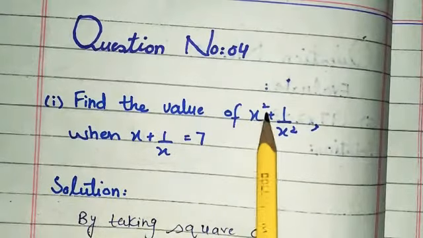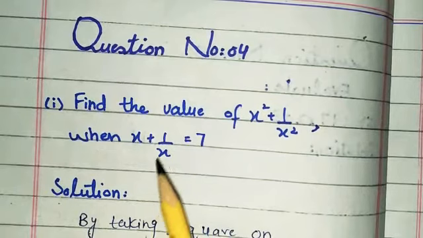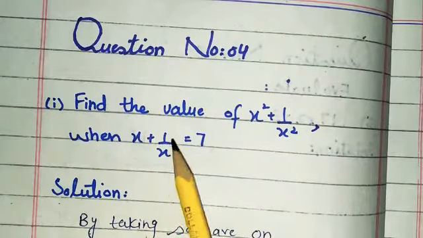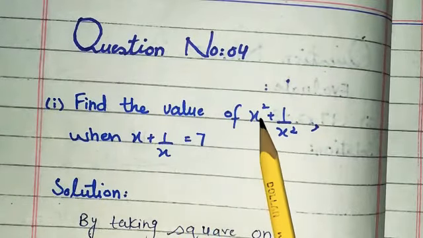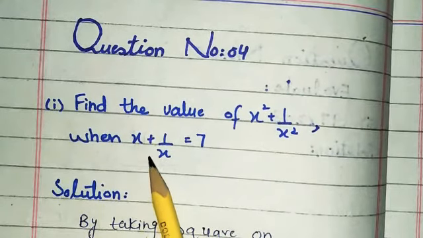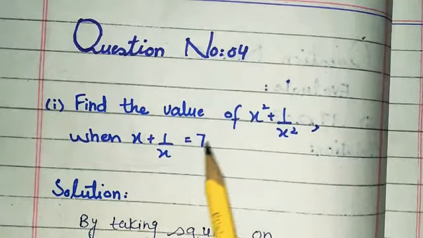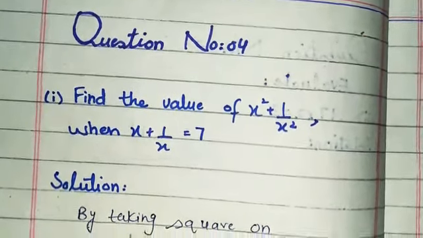Now students, here is our question number 4 with part 1. Find the value of x square plus 1 over x square when x plus 1 over x is equal to 7. Students, as you can see that they gave us x plus 1 over x is equal to 7, and we have to find out the value of x square plus 1 over x square. So we will take square of both sides, that is the square of x plus 1 over x as well as the square of 7.